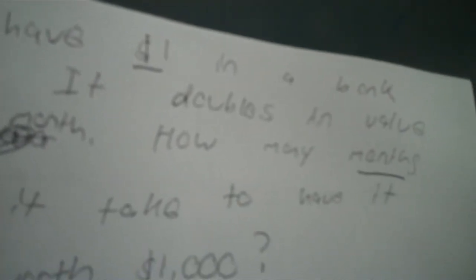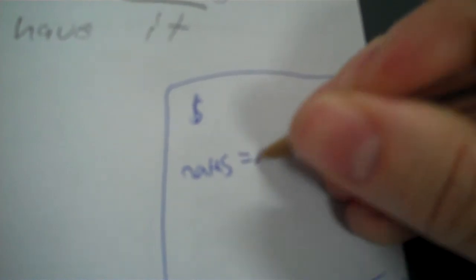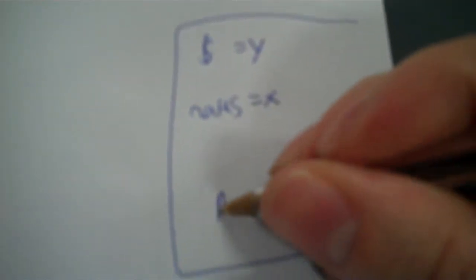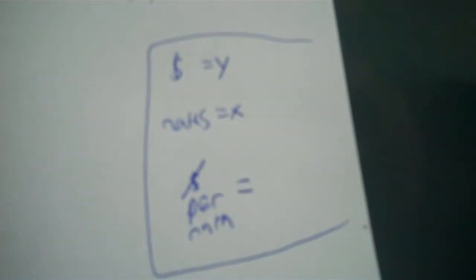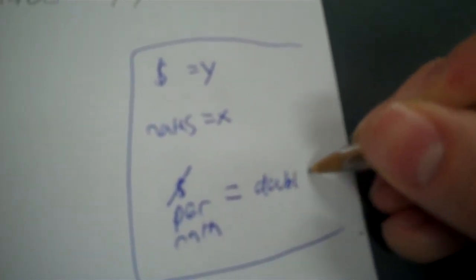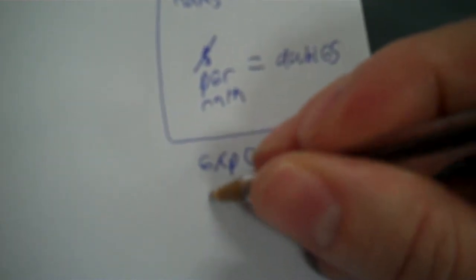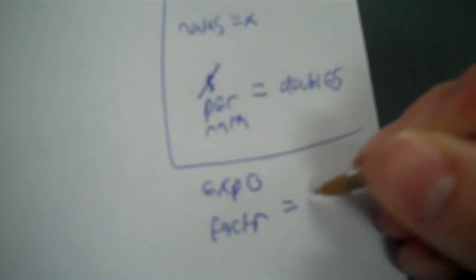You have $1 in a bank account. It doubles in value each month. How many months does it take to have it be worth $1,000? Yes, you can get there. It goes quicker than you think, actually. Dollars in months. X is months, Y is dollars. So the dollars per month. Again, it's a percent, but well, not a percent. Instead, it doubles. Okay, that's what it does. So it's an expo. You do have a factor, and the factor on a double is just 2 whole. You don't do 100, you don't do anything.